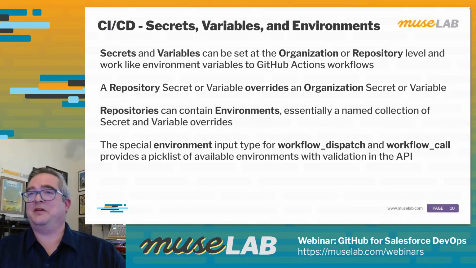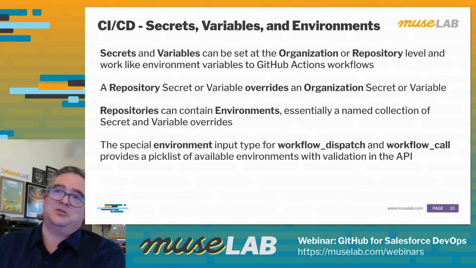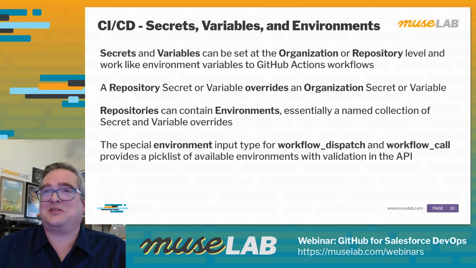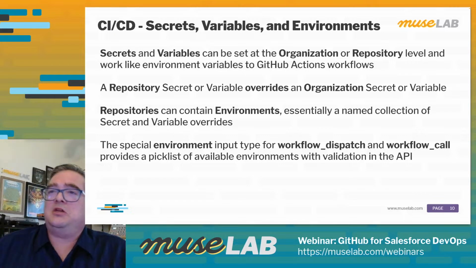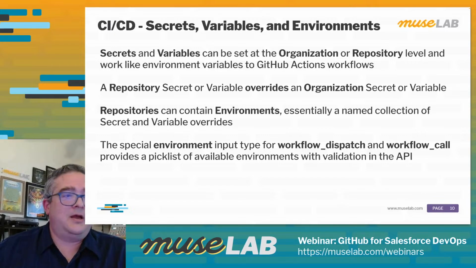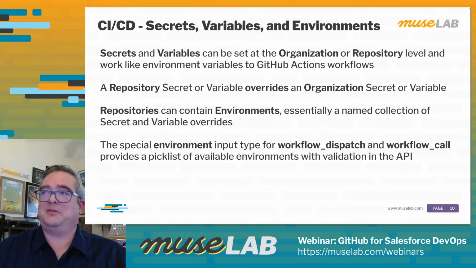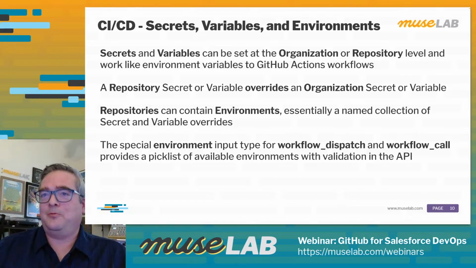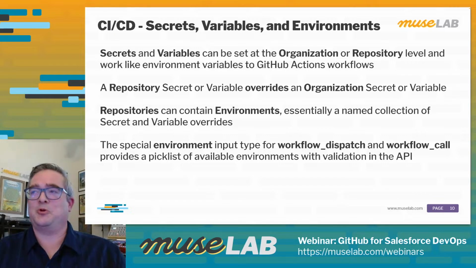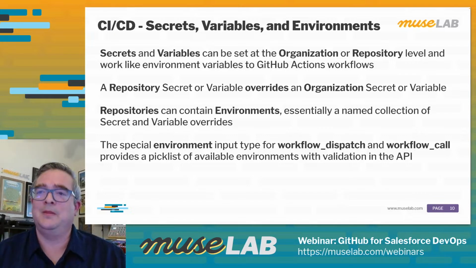A secret's only available inside of a GitHub Actions worker when it's executing and authorized to use that secret. Secrets can be defined at the organization or at the repository level in GitHub, and they work like environment variables basically in GitHub Actions workflows. So you're just setting an environment variable. A repository secret or variable will override an organization secret or variable. So repositories are more specific. They override the default organization secret or variable if it's set.